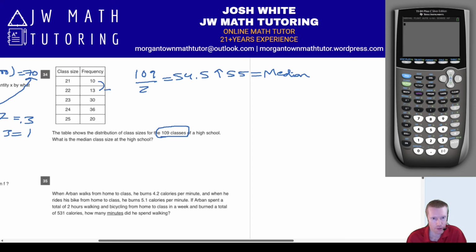So 10 plus 13 is 23. 23 plus 30 is 53. So going through these first 3 rows, we've hit 53 total values. And we need to hit 55. So now we go down here. 53 and 36 would be 89. So that means the 55th value is in this row, and therefore it's just going to be 24. So the median class size at this high school is just 24 students. Correct answer, you just grid in 24.